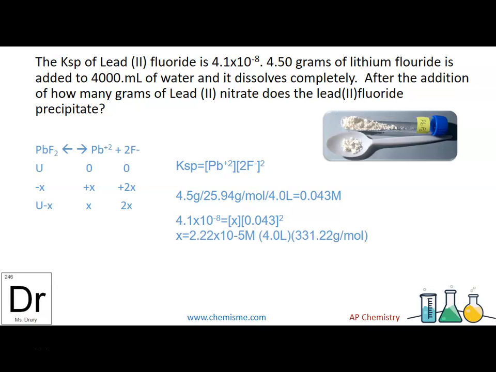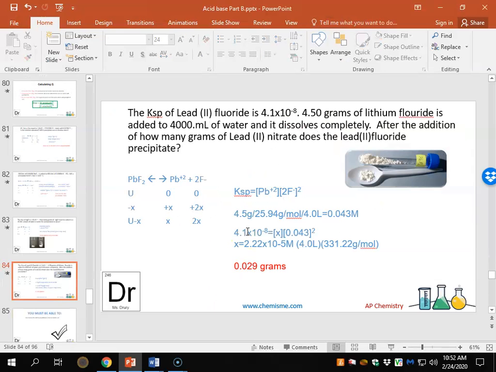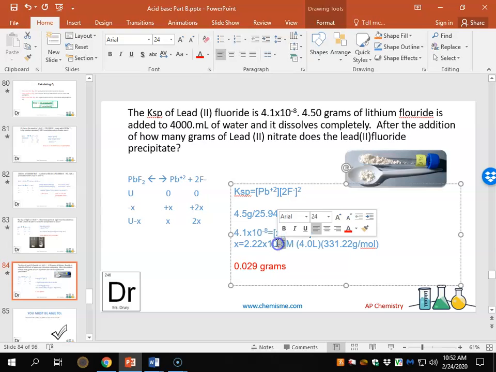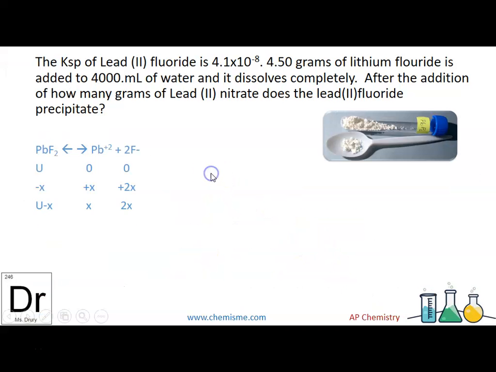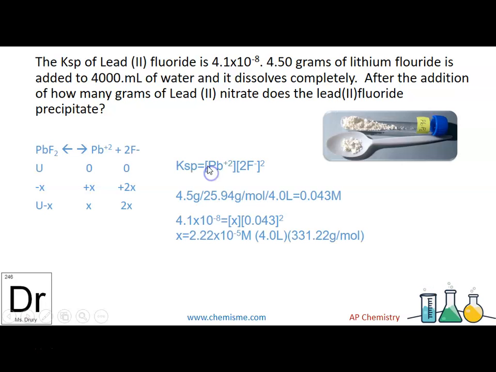And if I calculate for X, I need to add 2.22 times 10 to the minus 5 molar. I don't like how that looks, so I'm going to fix it real quick so you can see it better. There you go. And if I wanted to know how many grams that is, right now it's a molarity. So I multiply it by its liters again, 4 liters, and I multiply it by its molar mass. 331 is how much the lead nitrate weighs, and that's how much lead nitrate I would have to add, 0.029 grams.